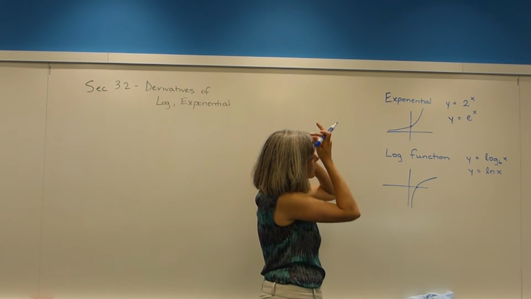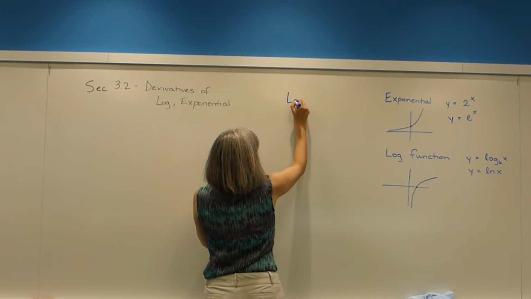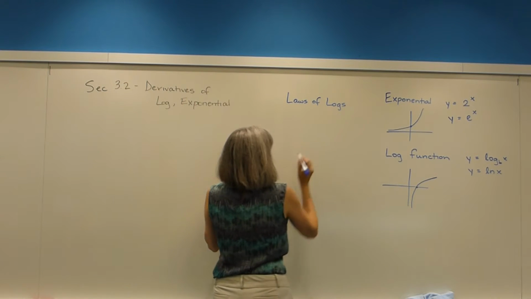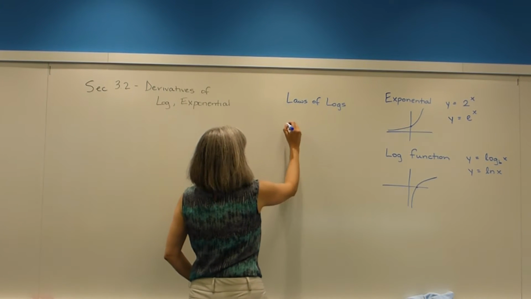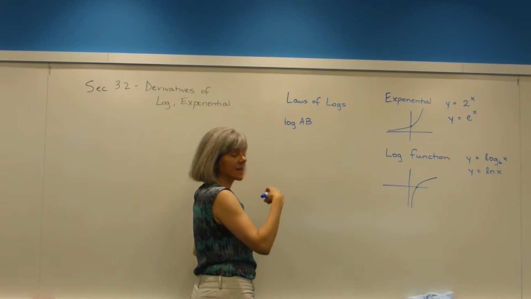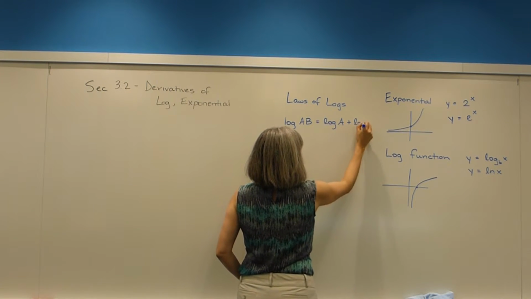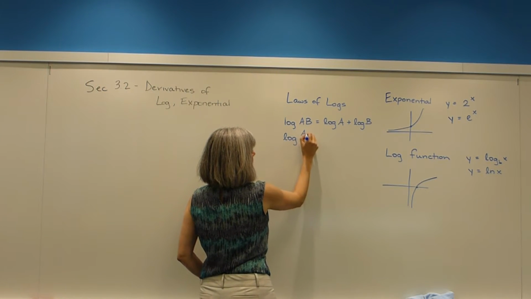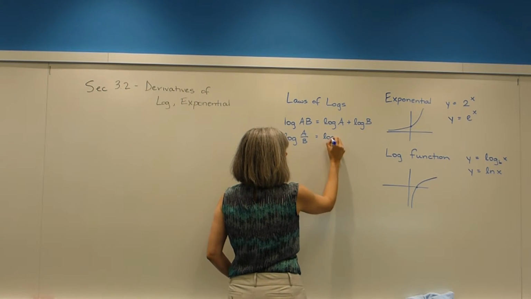Okay, we also need to remember some laws of logs. So let's come over here. Hopefully I have space. So laws of logs. Which one do I want to start with? If we have log AB, multiplication on the inside turns into addition on the outside. Log of A divided by B, division on the inside turns into subtraction on the outside.